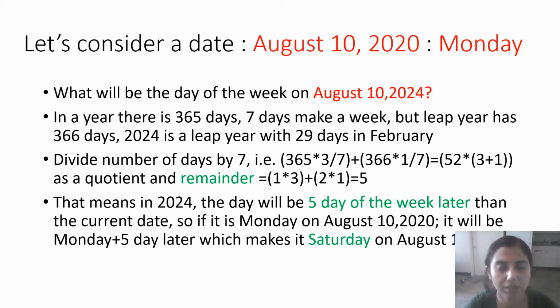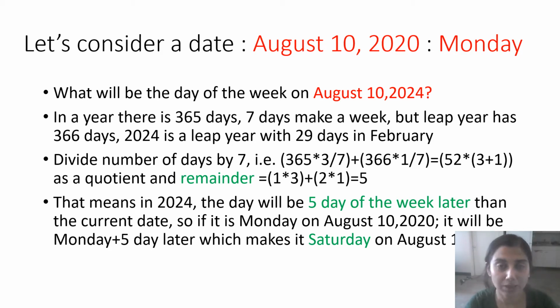As the remainder, you would have one remainder from each of the first 3 years. So 1 into 3, that makes 3 for the first 3 years. And for the last year of 366 days, you have 2 as a remainder for that last 1 year. So 3 plus 2 would make it 5.